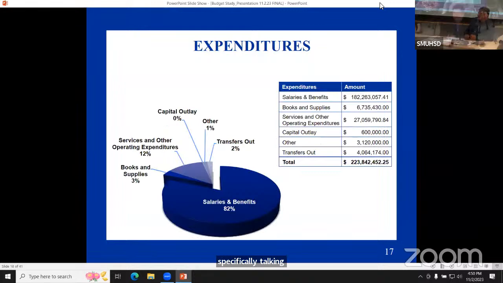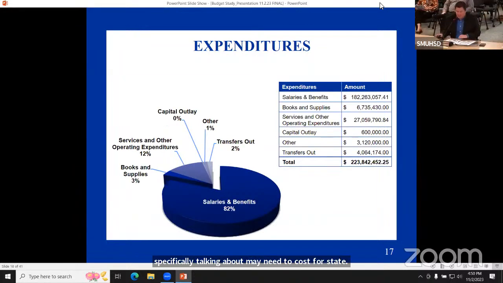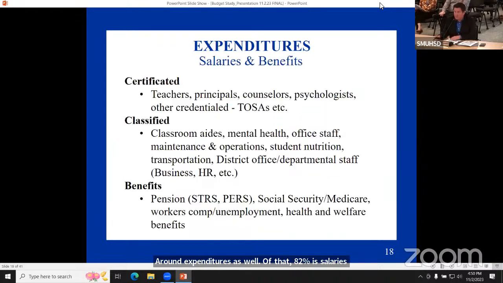Yep. Absolutely. Okay. I'm going to transition into the expenditure side. This is a little more fun side of the budget. So again, we have just about a $220 million general fund budget around expenditures as well. Of that, 82% is salaries and benefits. As you know, we're in a people business.